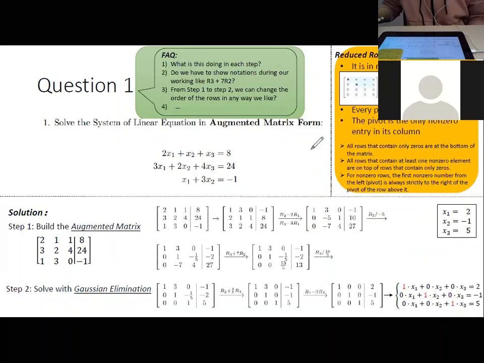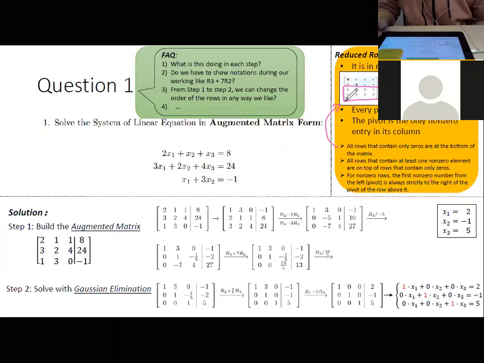Now there are 3 properties of an RREF matrix. For the first property, it says all rows that contain only zeros are at the bottom of the matrix. Please see the white figure again. We can see these 2 rows are all zeros, so they are at the bottom of the RREF matrix. It's quite easy.